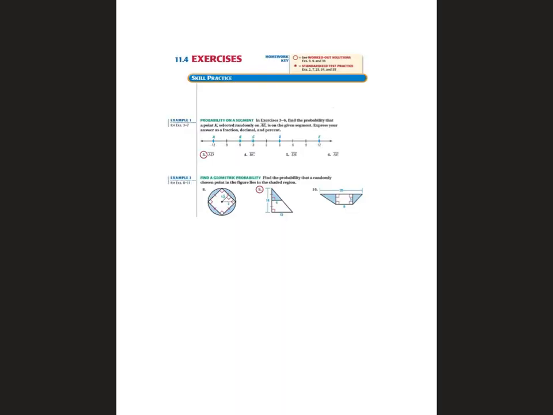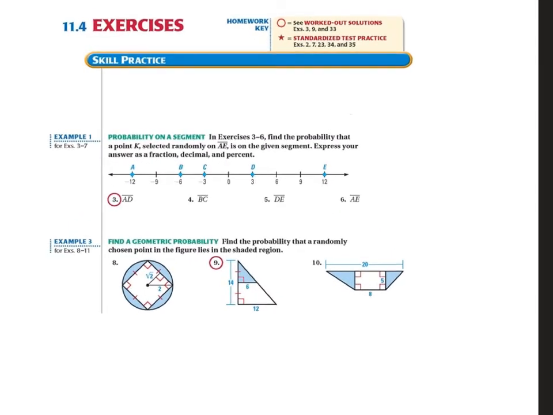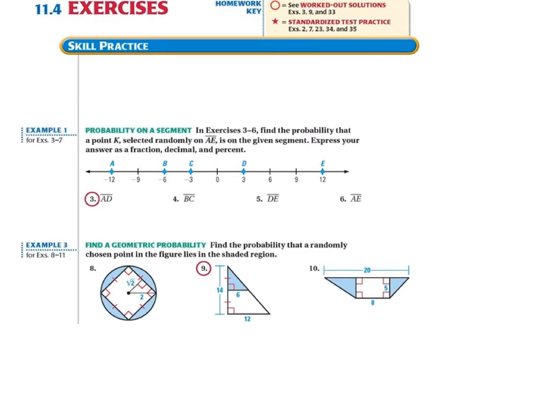All right, last one for the week was the 11-4 homework. So now we're talking geometric probability. 3, 4, 5, and 6, we're dealing with length. It said in exercises 3 through 6, find the probability that point K selected at random on AE is given on this segment. Express your answer as a fraction, decimal, and percent.